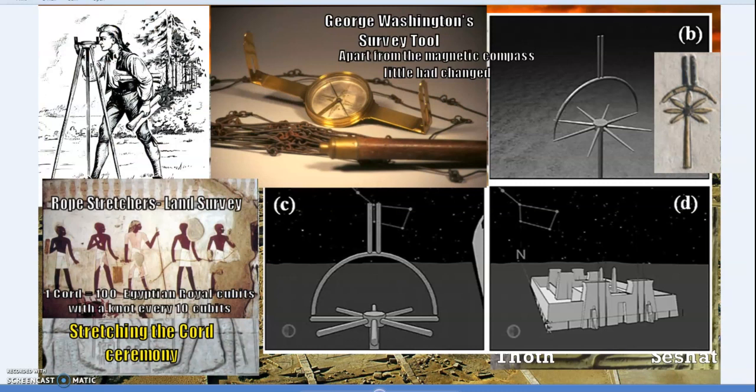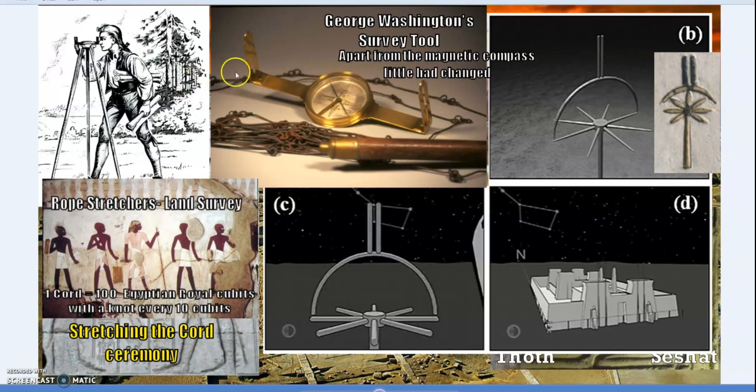So the tools of survey have not really changed. So these are some tools of George Washington, and I'm going to be referencing George Washington because these ancient traditions have been passed from Egypt to the Greeks and Romans, and then on to the modern world, and best seen through the eyes, especially of conscientious Freemasons.